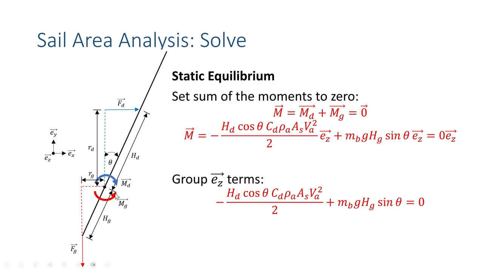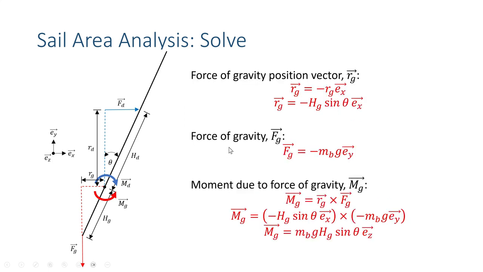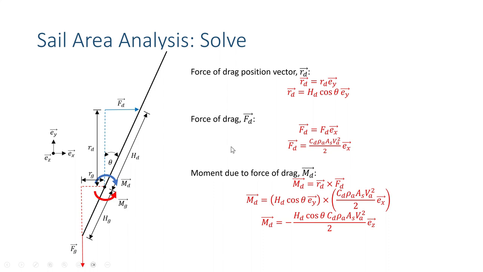So if we have our right-hand rule and we're looking at this, maybe if we go back to here, you can see that this is a positive cross this, and because of the direction that we are crossing them, we end up with the negative moment due to drag. Depending on how you're looking at it, if you're looking at the paper, we've got a positive moment that rotates counterclockwise. So this is a positive and this is a negative.